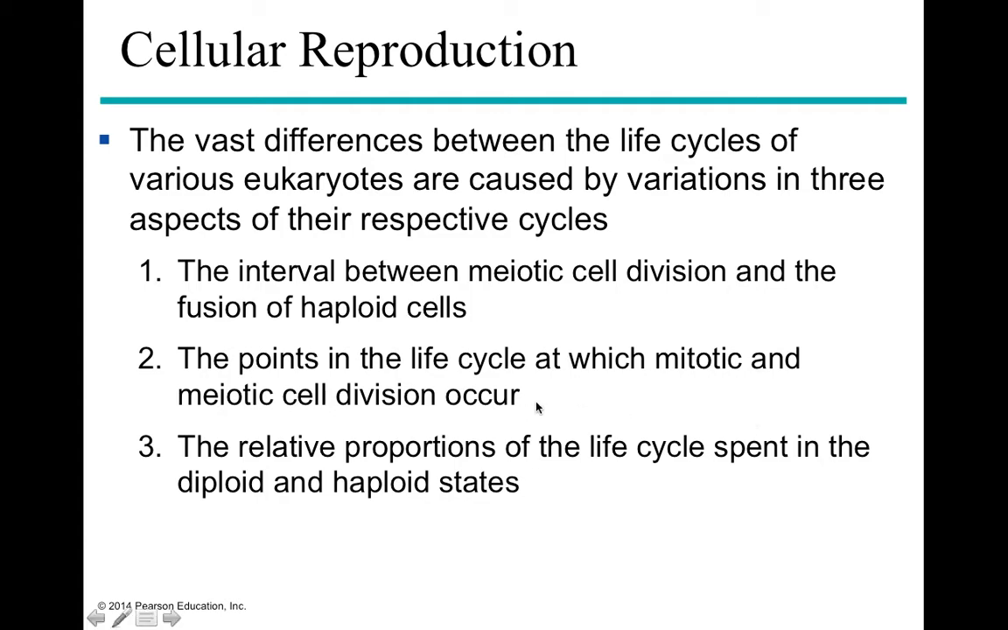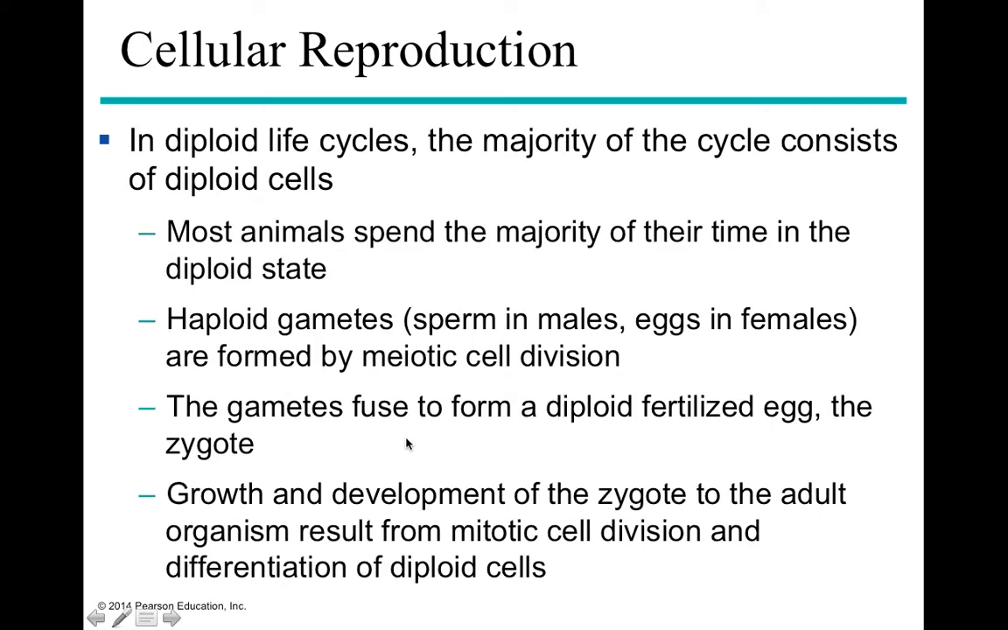So the interval between meiotic cell division and the fusion of haploid cells can be very long or very short. Or the points in the life cycle when you enter into mitotic cell division or meiotic cell division can be very different. Or the amount of time that you spend in the diploid stage versus the haploid stage can be very different. And we're specifically referring to plants, I think, for this one here.